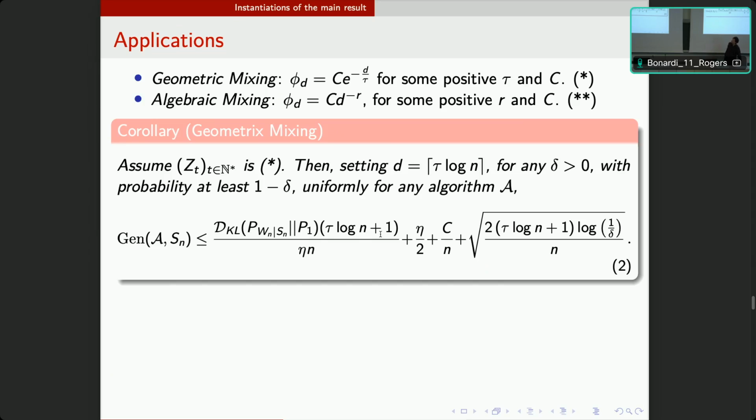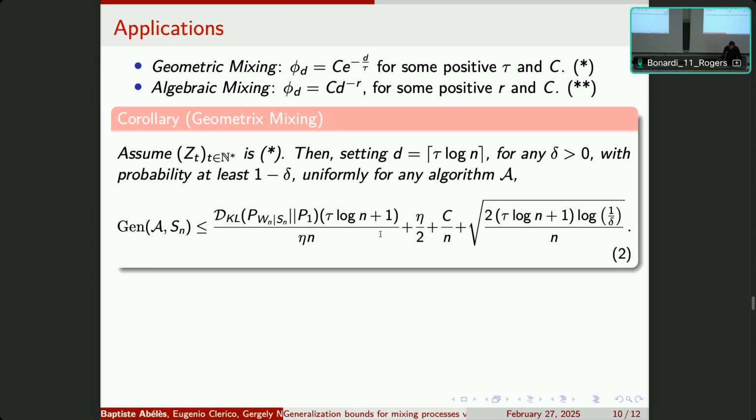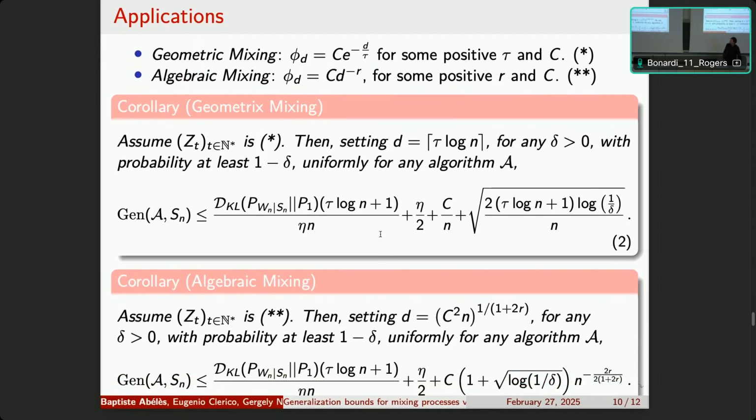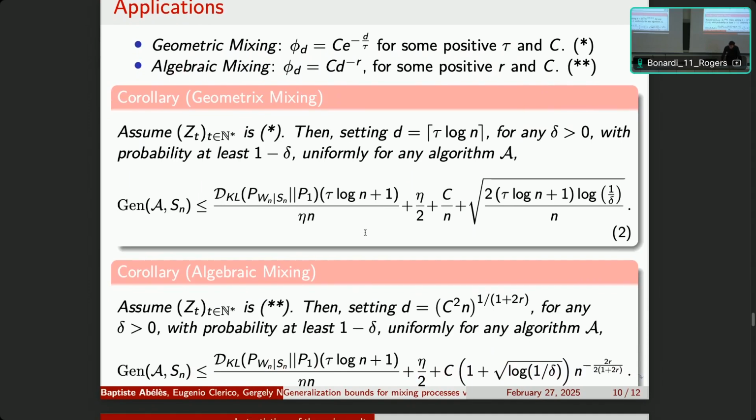So the conclusion is that in the geometric mixing, we are really close to the IID setting. And this amounts to saying that the effective size of the sample is a tau fraction smaller than the true sample when it comes to generalization. However, for the algebraic mixing, it's slower, of course, and we tend to recover the IID setting only if we are in a high regime for the exponent of the polynomial.